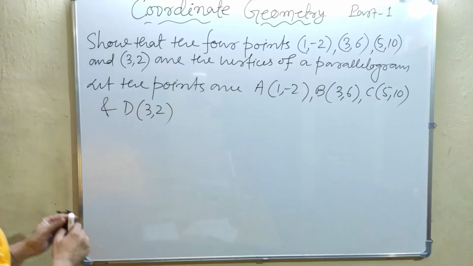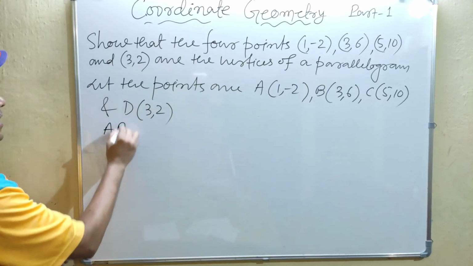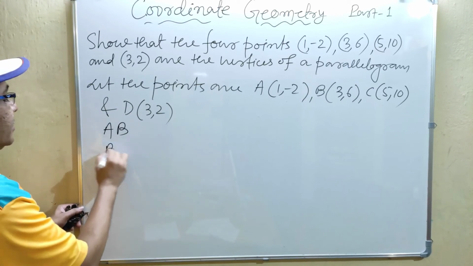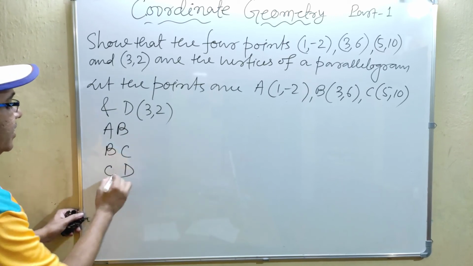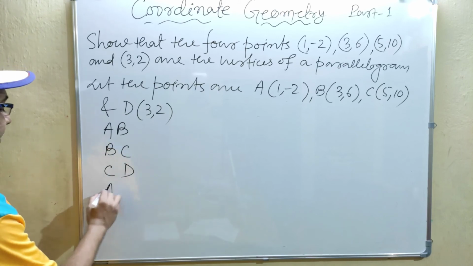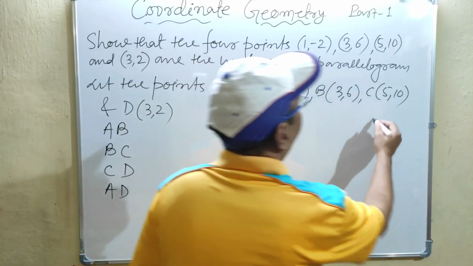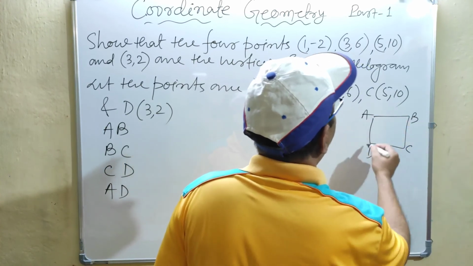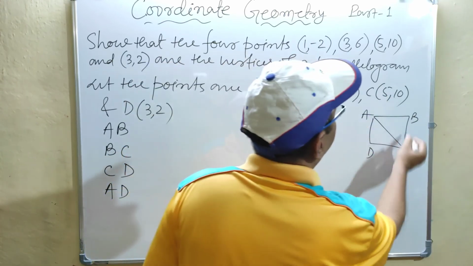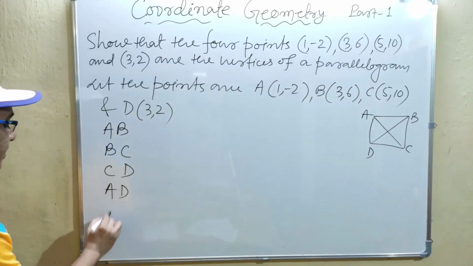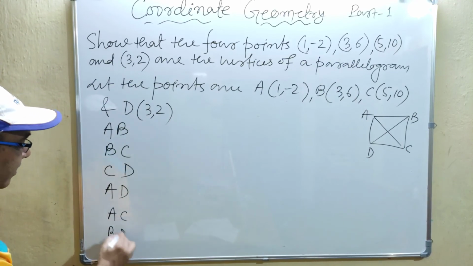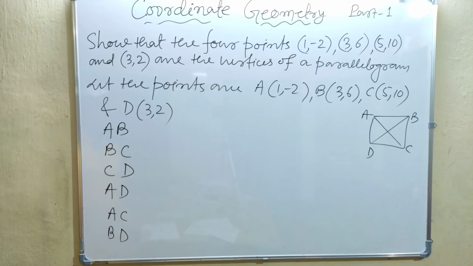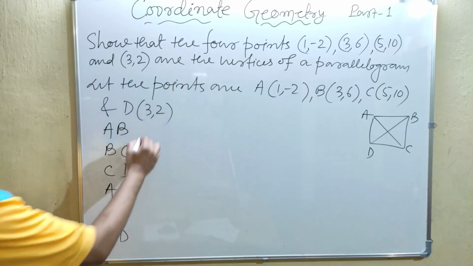So to check the vertices of a parallelogram, what do you have to find? AB, BC, CD, AD, all four sides first, and after that the diagonals AC and BD. These many distances you have to calculate. Then after that we can say whether these 4 points are vertices of a parallelogram or not. Okay, so let us find one by one.